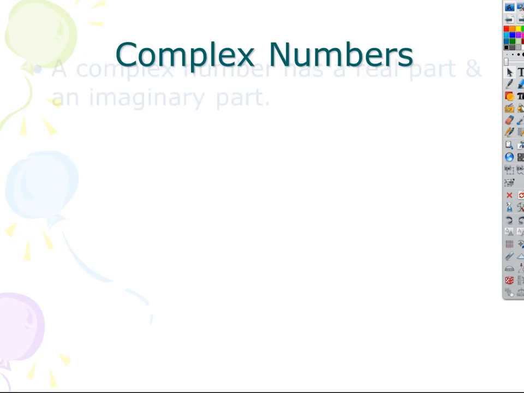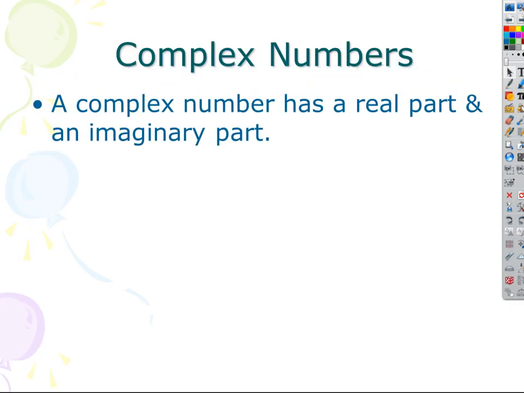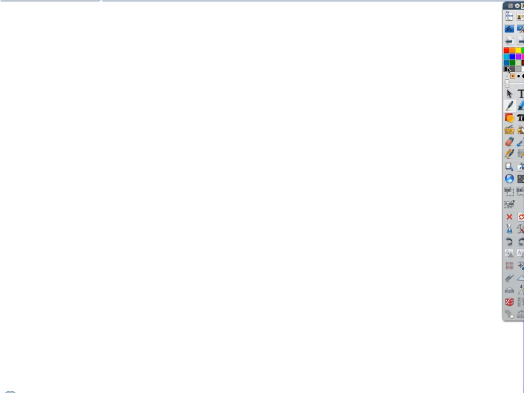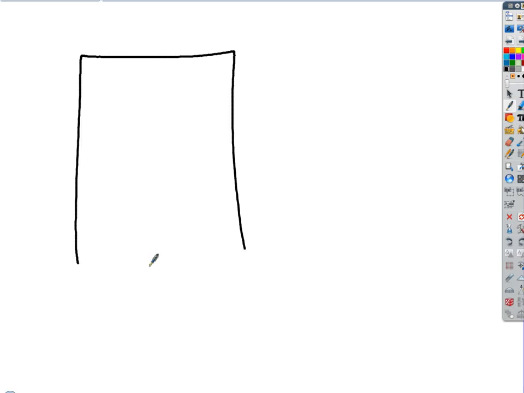Okay, so here's the part that's a little strange. Now, if you think about the set of all the numbers that you've ever dealt with, I want to draw you a picture here to help you visualize this. If you look at number sets, all the stuff you've ever dealt with has been a real number. So if this whole thing right here, we're going to call the set of real numbers.